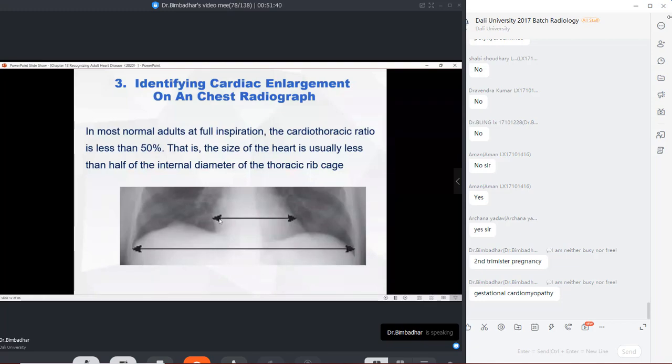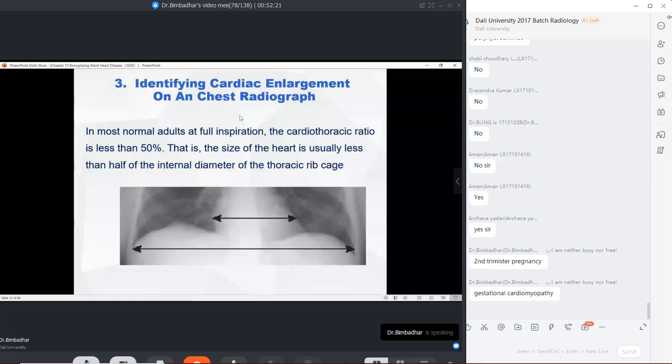Did you get it? Okay, the diameter of the heart measured or compared to the total thoracic diameter is called the cardiothoracic ratio. Remember, it's called the cardiothoracic ratio. The diameter of the heart compared to the complete inner diameter of the thoracic cage is called the cardiothoracic ratio. Conditions: one, it should be at full inspiration, and two, it should be a PA view itself.